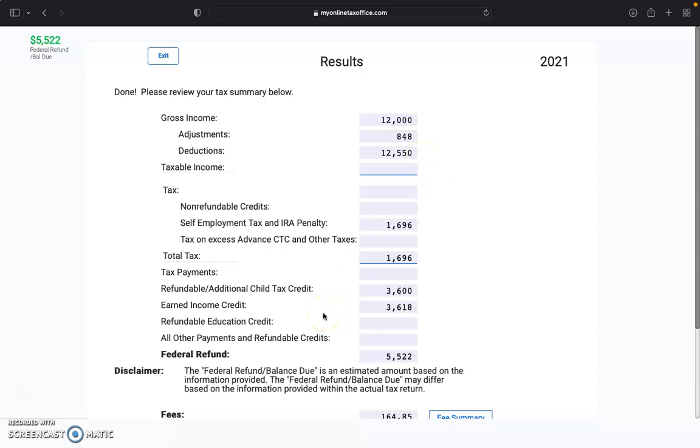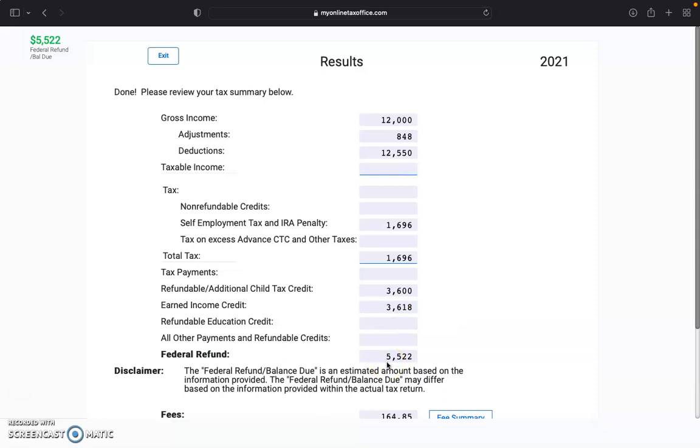But here's the difference. Let's look at this. We know that for the child tax credit, they qualify for $3,600. The earned income credit, they qualify for $3,618. We know that the refund amount before fees is $5,522. It's also displaying up here, but this is the amount before fees. We haven't gotten to the part where we tell them the amount after fees, but in your head, if you add this up, it's like 7,000-some dollars. So why do you think the refund is only $5,000?